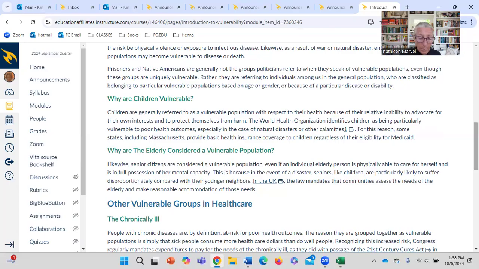Outcomes of vulnerability: without intervention, people are going to be sicker. There's going to be an increased morbidity or mortality rate, a high prevalence of chronic diseases, and a high prevalence of communicable diseases such as TB, hepatitis, HIV, STDs.